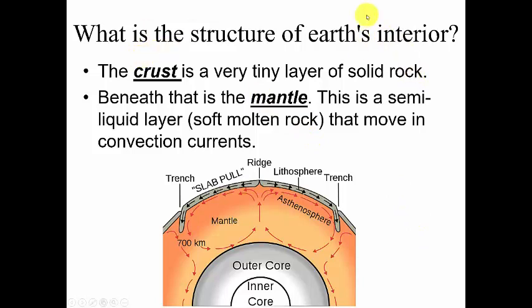So what is the structure of Earth's interior? So what did we discover from the seismographic data? The crust is a very thin layer of solid rock. Beneath that is the mantle. And the mantle is a semi-liquid layer. It's basically softened molten rock because of the heat. It's melting partly, and it moves in convection currents. That's what causes the plates to move and make mountains and volcanoes and earthquakes.